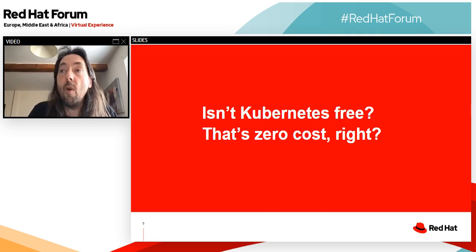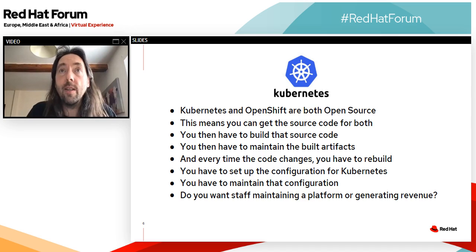Well, absolutely right. Kubernetes and OpenShift are both open source. And what open source means is you can download the source for them. And that's it. You have to build that source code. You have to maintain the built artifacts. And every time the code changes, you have to rebuild it. And if you remember, going back to that slide of all the projects that make up Kubernetes, there's a lot of stuff under the covers.